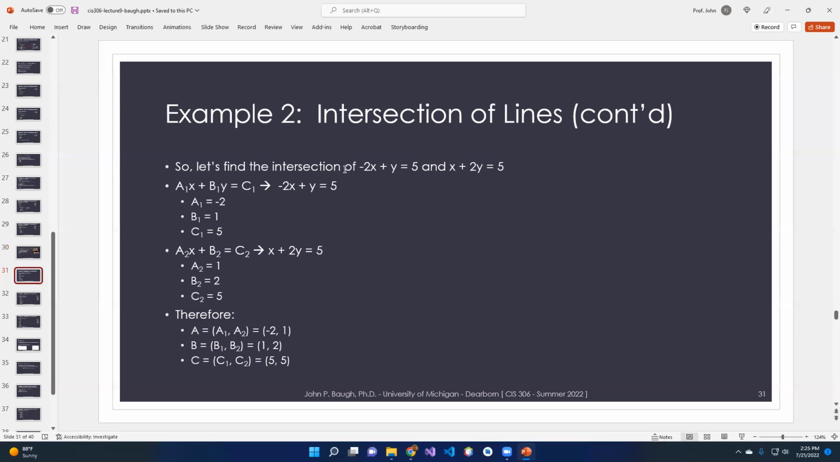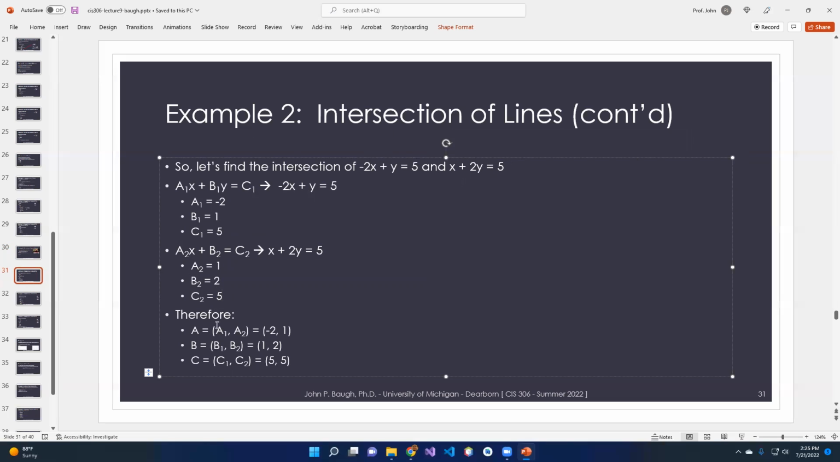Once we have that, now we can get our a, b, and c for both of these. So a1 is -2, b1 is 1, c1 is 5. And then on the other one, we end up with a2 is 1, because that's what's attached to the x. b2 is 2, because that's what's attached to the y as the coefficient. And then c2 is 5.